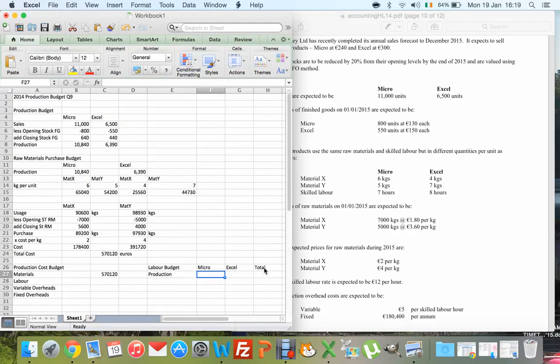So the production is to make my micro, I have 10,000 units of micro. Excel, I'm going to be making 6,000. Okay, so I'll multiply that by hours per unit. And it says over here that it's 7 hours for micro and 8 hours for Excel. So 7 and 8. So that's going to give me the total number of hours.